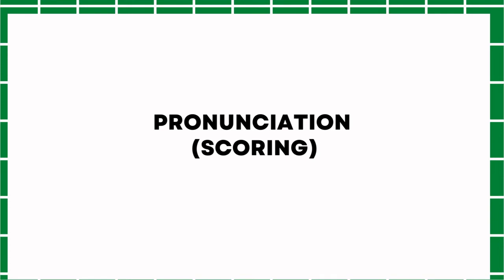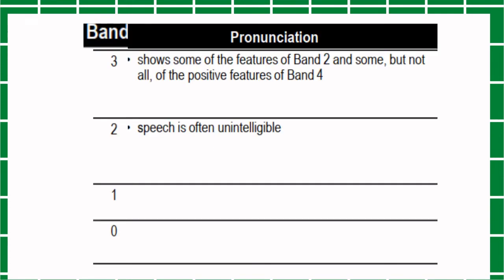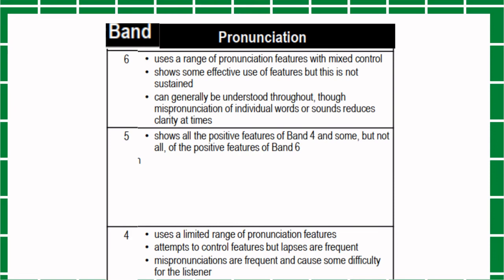Lastly, let's talk about pronunciation. If a candidate is not able to make intelligible speech, they get band 2. Now for band 4, they use a limited range of pronunciation features, and most of the time they are not able to pronounce well. There's mispronunciation of some of the words.